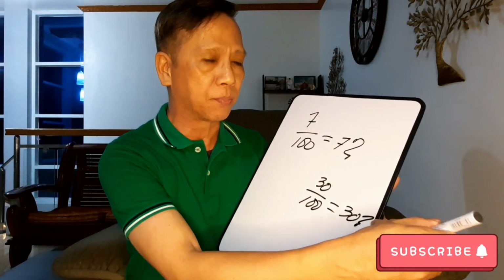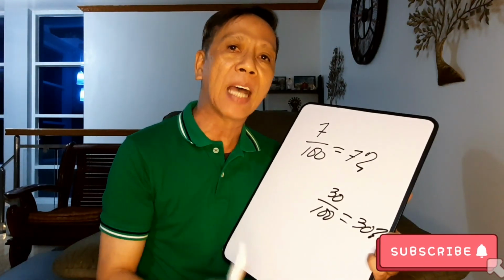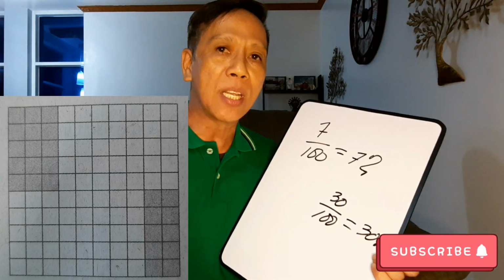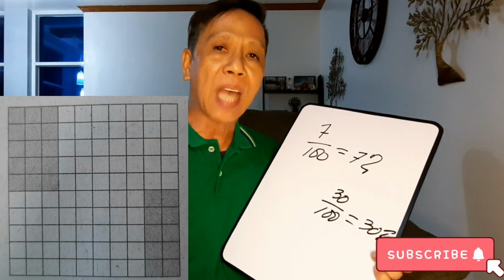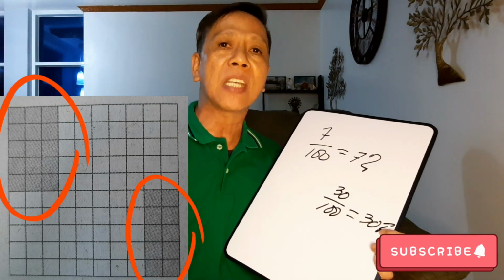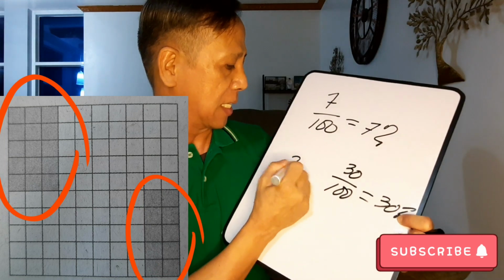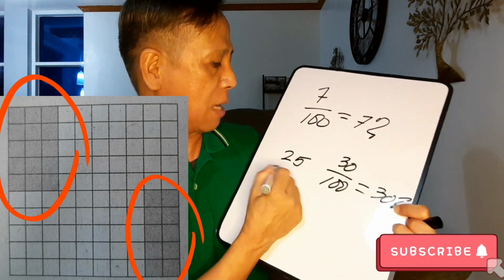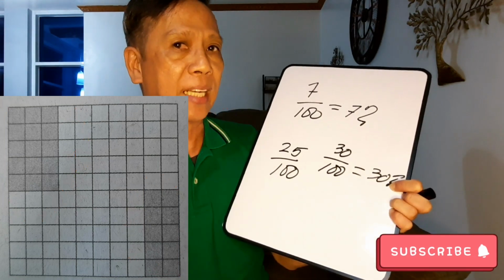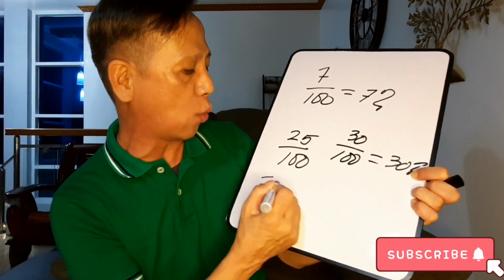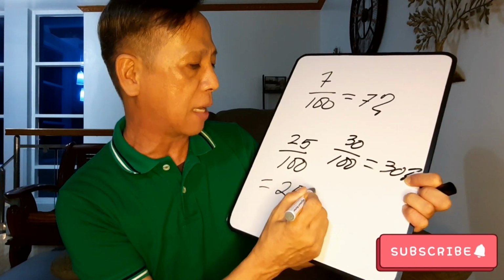Another example, makikita nyo pa rin naka-flash sa gawing kaliwa ng inyong screen, 100 small squares pa rin. But this time, the shaded portion is 25 small squares. Meaning, the shaded portion is 25 out of 100. And 25 out of 100 is equal to 25%.